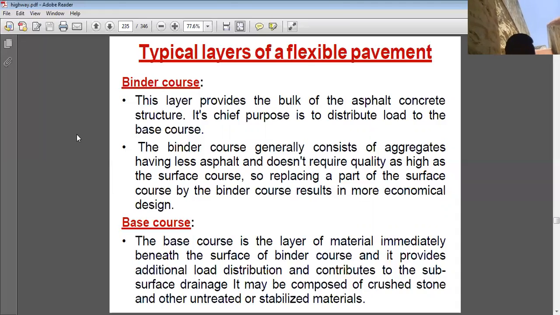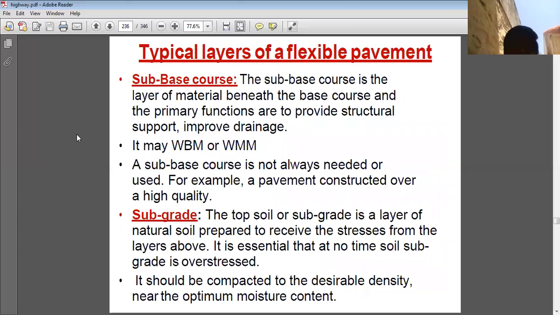Next, base course. It is an important layer of material immediately beneath the surface of the binder course, and it provides additional load distribution and contributes to the subsurface drainage. It may be composed of crushed stone and other untreated or stabilized material. Next, sub-base course. It is the layer of material beneath the base course, and the primary functions are to provide structural support and improve drainage. It may be WBM or it may be WMM.